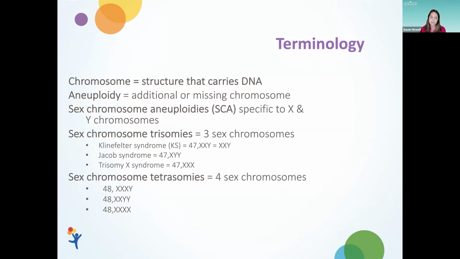So we can see Klinefelter syndrome with XXY or an additional X chromosome, Jacobs syndrome or XYY with an additional Y chromosome, or trisomy X in girls with an additional X chromosome. And then the term sex chromosome tetrasomies refers to the presence of 4 sex chromosomes. And today we'll be talking about 48 XXXY.